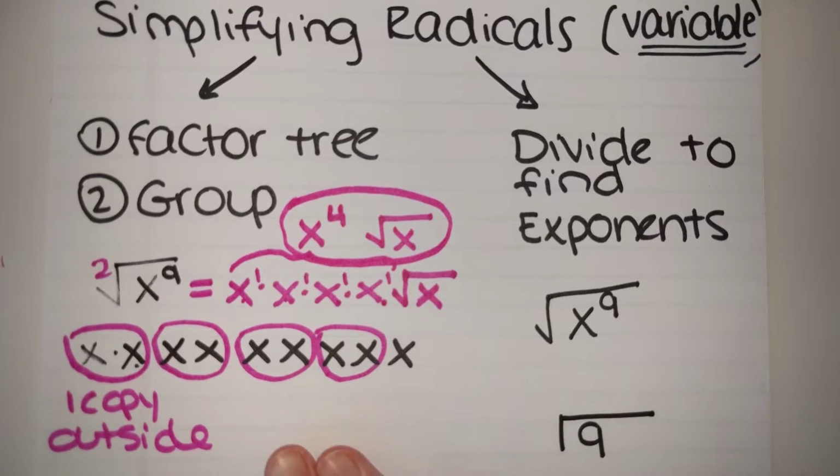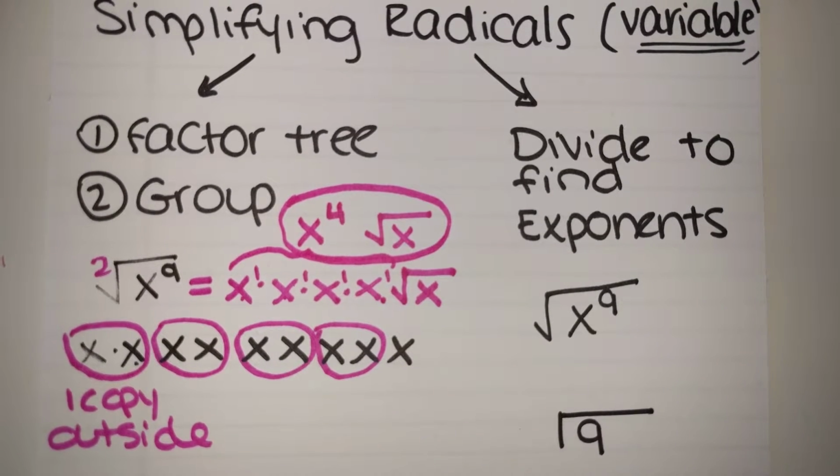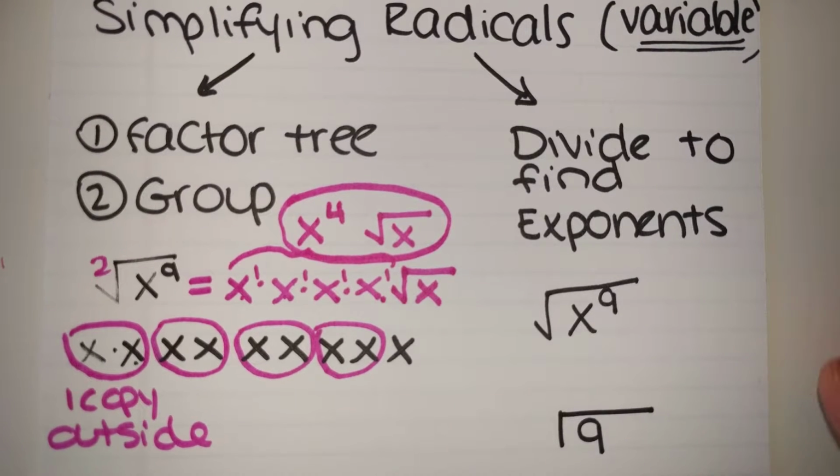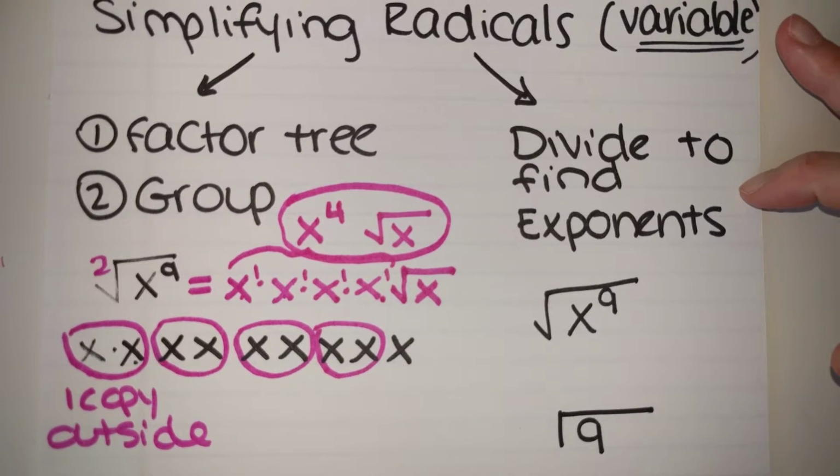Now, there's nothing wrong with going through this method. The issue is that if the exponent gets really large, it's kind of like you're writing out all these x's and then circling a bunch of x's, and it can get kind of tedious. So another way of doing this is you can divide to find the exponents.